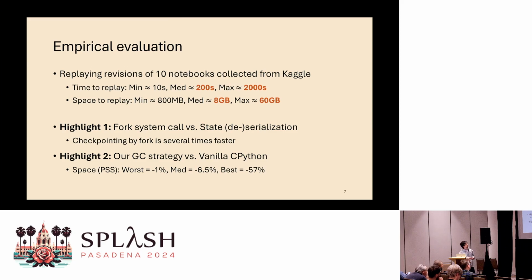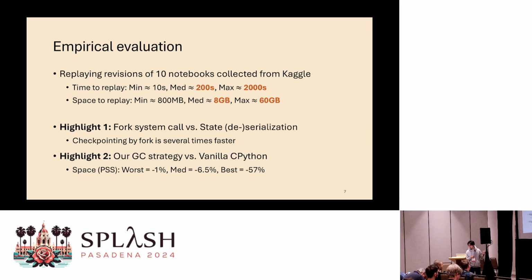And the bottom part is a highlight of our experimental results. I just picked 2 results from our large experiments. The first result is that checkpointing by the fork system call is several times faster than state serialization, which is a naive technique for checkpointing.